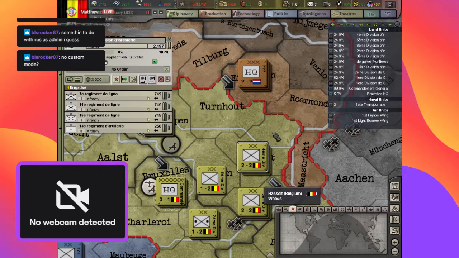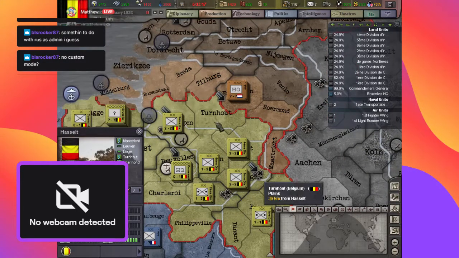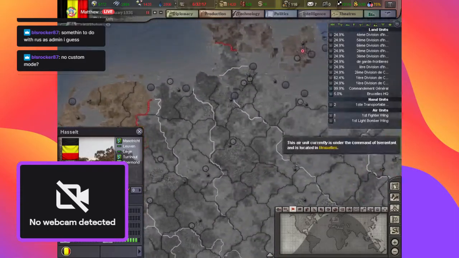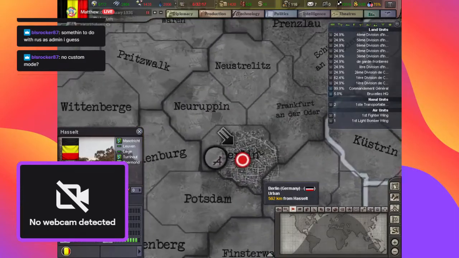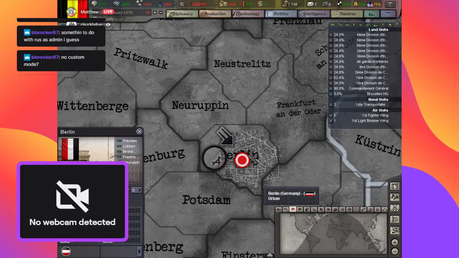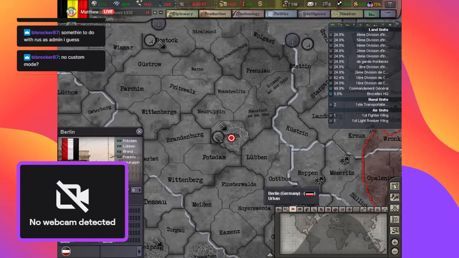Let me see if I can show the distance. Okay, you see the red circle here? It says Berlin. So I click that, and then I move my cursor over to Brandenburg. And you see the overlay there that says it's 48 miles from Berlin.